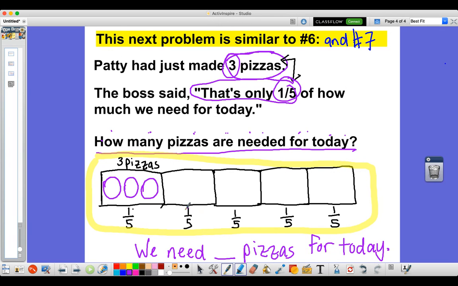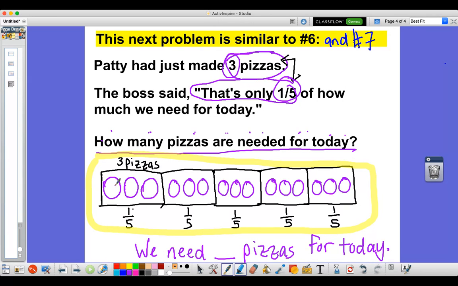Wait a minute. The boss said that's only 1/5. 3 pizzas. So what the boss is really saying is that 3 pizzas are 1/5. Every time we see 1/5, there are 3 pizzas.